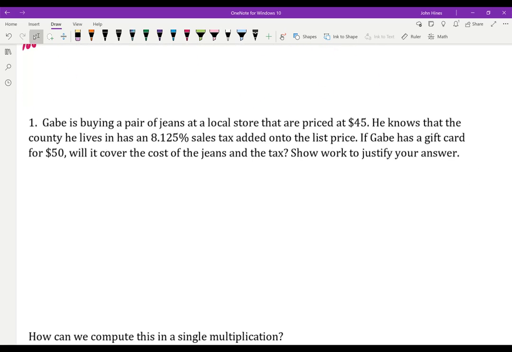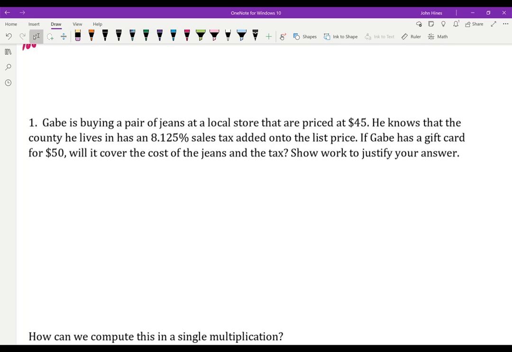So let's get to a problem here. Gabe is buying a pair of jeans at a local store that are priced at $45. He knows the county he lives in, which we live in, has an 8.125% sales tax added onto the list price. If Gabe has a gift card for $50, can he buy the jeans, including the tax? When you go to the store and you scan something, you just don't pay whatever you think you're paying because there's that sales tax that goes to New York State and Orange County. They charge you extra sales tax for everything that you purchase. So does he have enough money is the question.